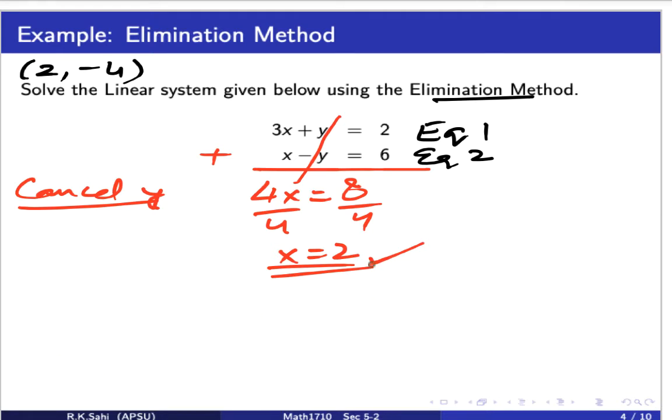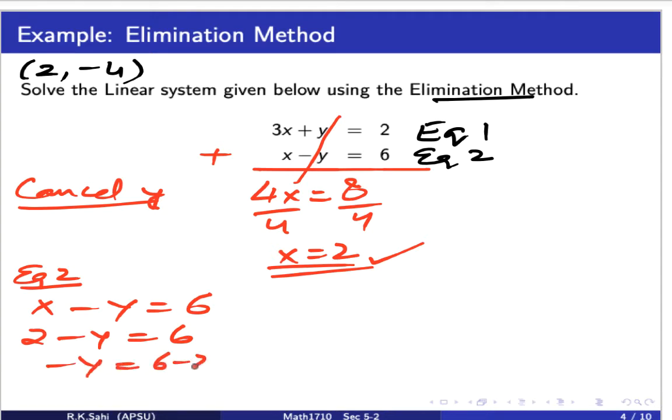Then we just have to substitute x equals 2 in any of these equations. Once again, pick the one which makes your life simple, guys. Here we have x minus y equals 6, so I'm going to substitute in equation 2. I could do it in equation 1 also, but I want the least amount of work to be done here. So wherever x is, we have 2 minus y equals 6, minus y equals 6 minus 2, minus y equals 4, or y equals minus 4.